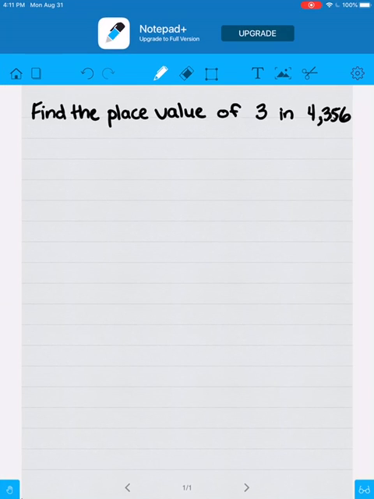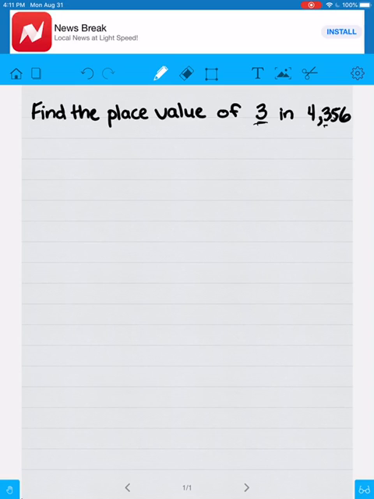Alright, so we're going to find the place value of 3 in the number 4,356. Once you start to work on these problems and practice a little more, it becomes second nature to you. But what I like to do is expand the number out so it's easier for me to understand.